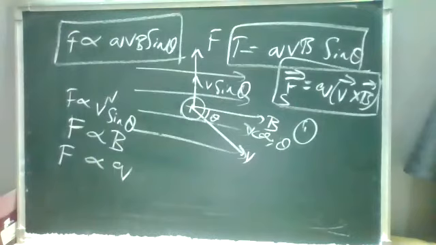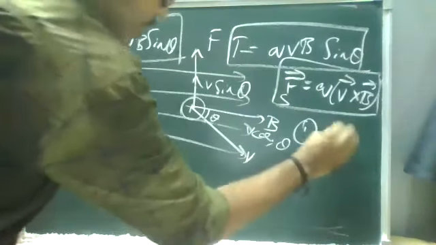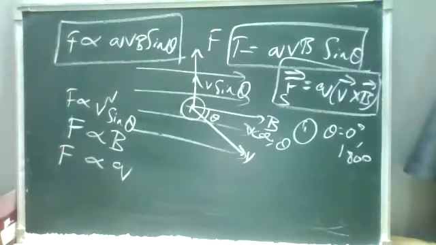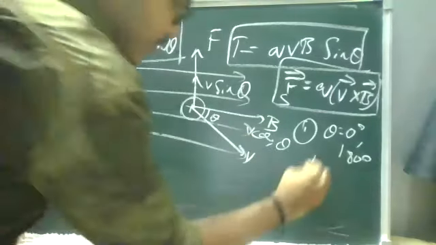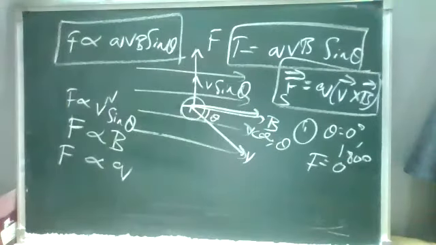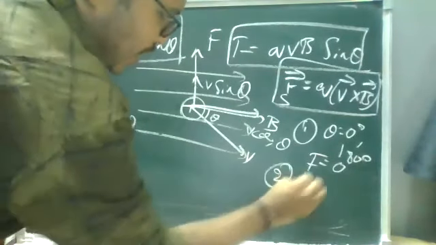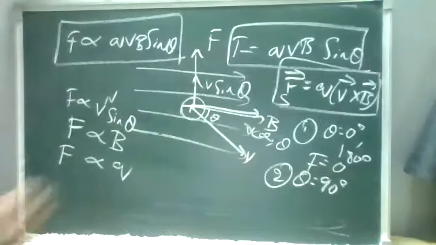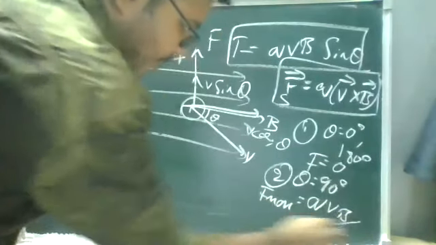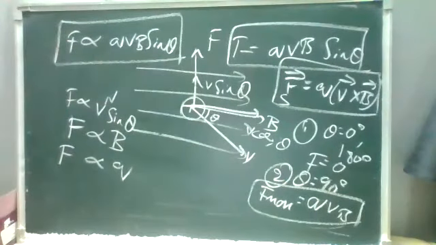First one, if theta is equal to 0 degrees or 180 degrees, the force is equal to 0. So that means charge and magnetic field in the same direction, velocity in the same direction, there is no force acting on it. Sin 0 and sin 180 are 0, so force is 0. Second one, if theta is equal to 90 degrees, the perpendicular point, the force will be maximum. The maximum force will be qvB. F is equal to qvB when theta is equal to 90 degrees.